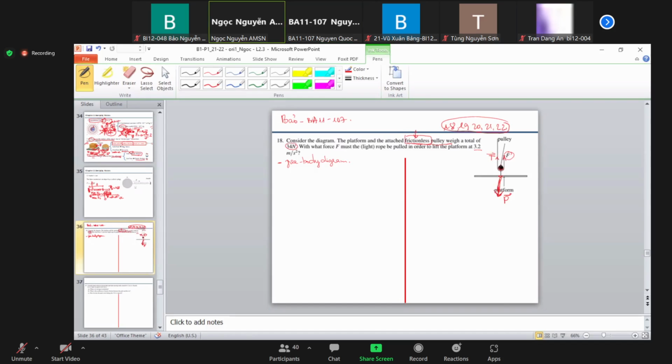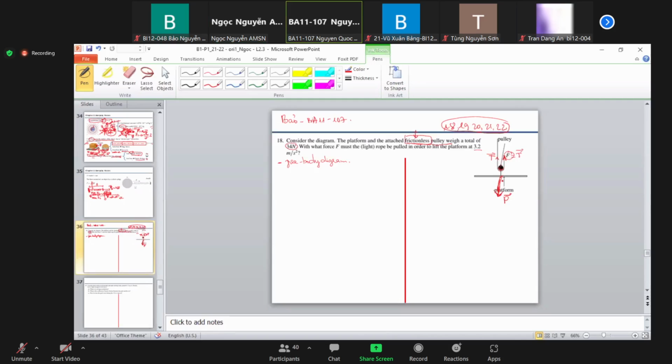So we apply the third law of Newton. The tension force is opposite to the force F. So we have T equal to F. Another side here, you have T as well, because it's pulling. So it's the same.